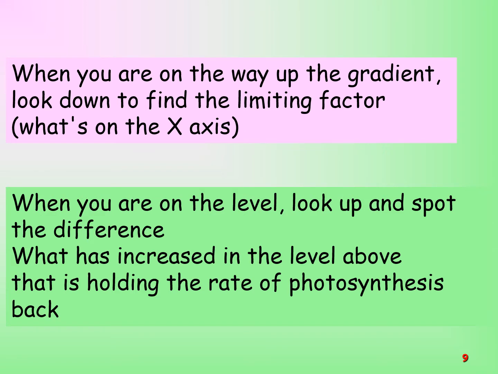So let's consider the two rules. When you're on the way up in the graph, going up in the gradient, you look down to the x-axis to find the limiting factor. If you're on the level, you look up to the level above and spot the difference. And what is increased in the level above is what's holding back the rate of photosynthesis.